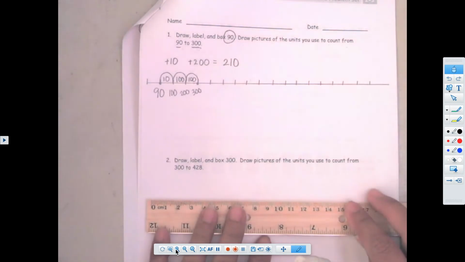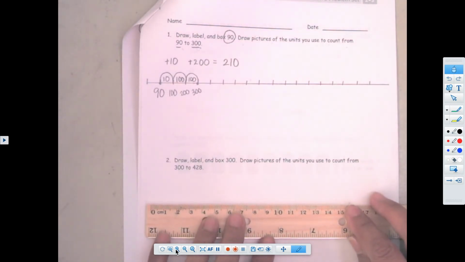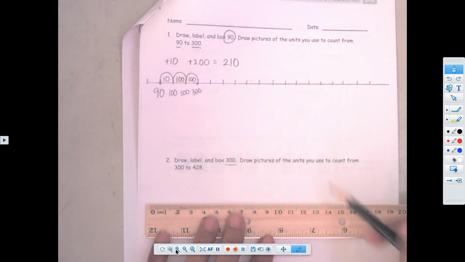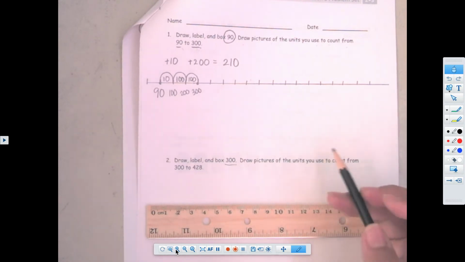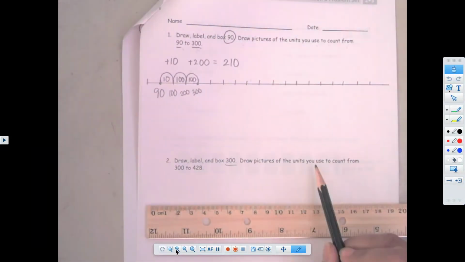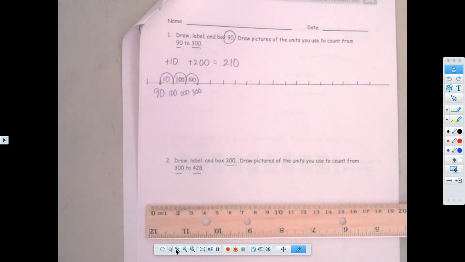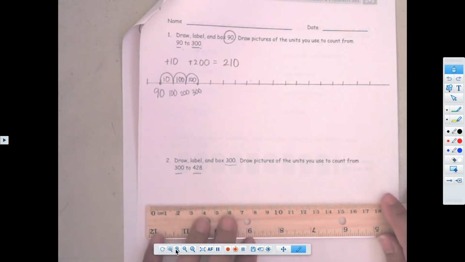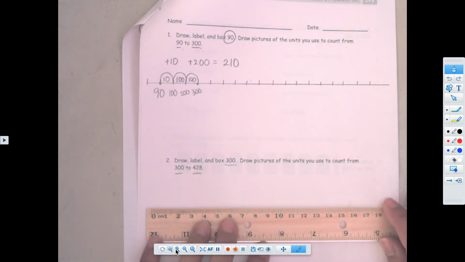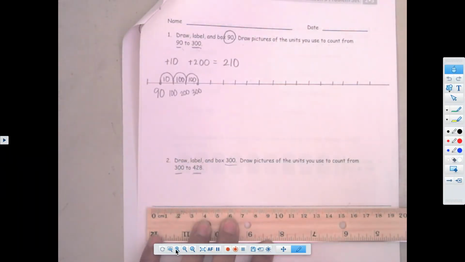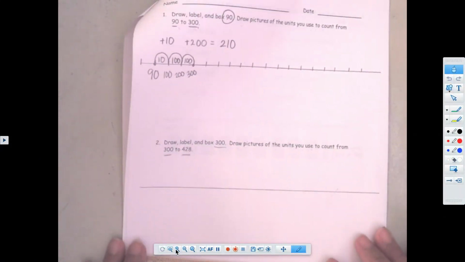Okay, boys and girls, let's go ahead and make our line over here. This one says draw and label and box 300. Okay. Draw pictures of units you use to count from, we're going from 300 to 428. I don't think we need to make that many lines. Let's see. I like to make a nice long line just in case I need the whole line. So here's my nice long line. You go ahead and do it for me, please.